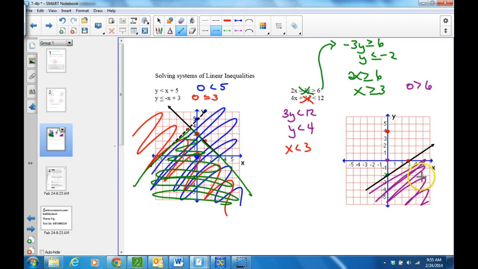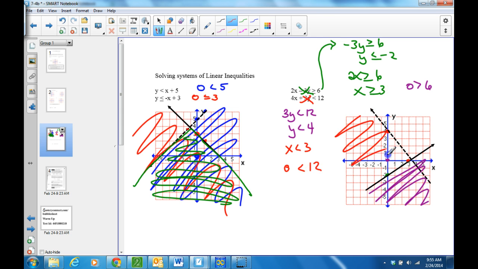Dashed. Yep. So there we go. So we can test 0, 0 again for this one. If I have 4 times 0 plus 3 times 0, that's 0, less than 12. Is that a true statement? Yeah, it is a true statement.